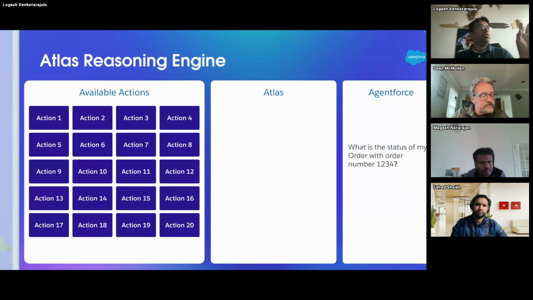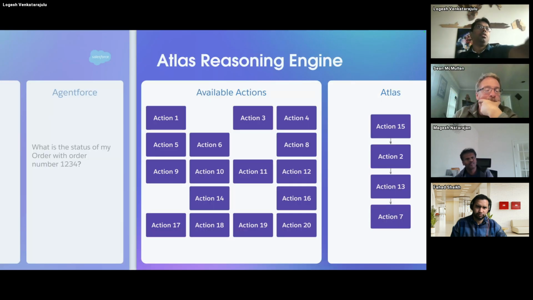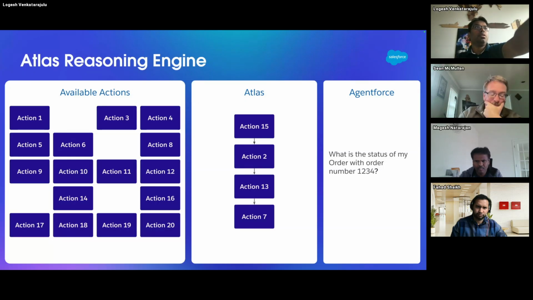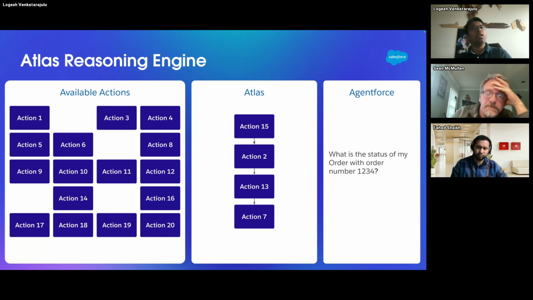The reasoning engine, we talked about it. This is what is happening pictorially. Of all the available actions, the Atlas reasoning engine picks the right actions based on the request that it encounters. For this request, it's picked four actions, and it can chain the actions, one action after another. This is all done automatically. You don't have to do anything here. Instructions help in chaining the actions. First I have to call this, then this, then a flow, then probably an email, whatever it is.